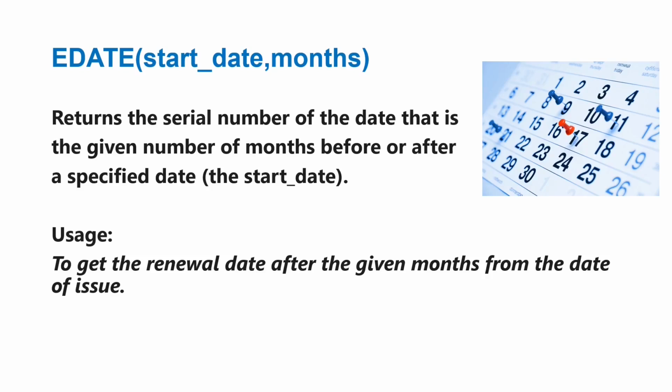So this function is also used to get the renewal date after a given number of months from the date of issue. So let's say you have taken a subscription of 15 months from today's date. This function will return the renewal date after the given months.